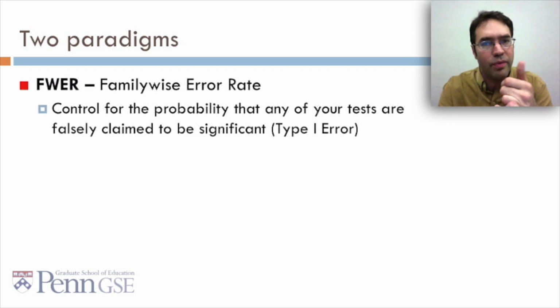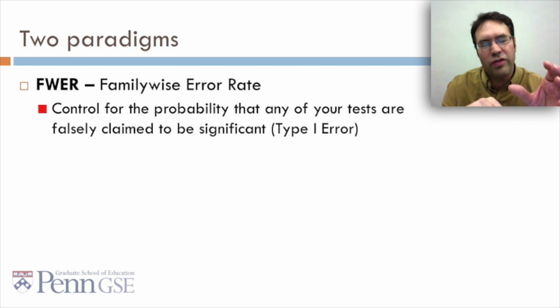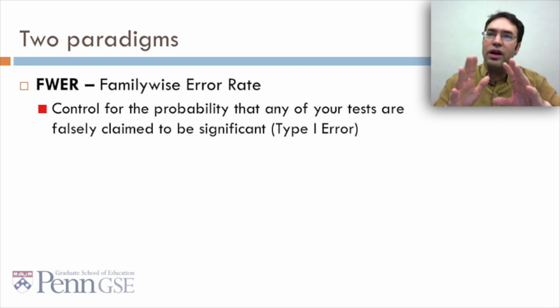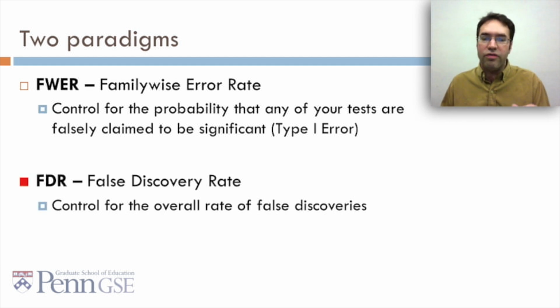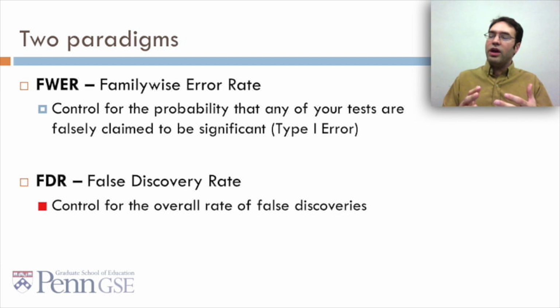The first one is FWER, family-wise error rate, which controls for the probability that any of your tests are falsely claimed to be significant. So in this case, you want to say, how can we guarantee that nothing we let through is actually junk? The other one is FDR, false discovery rate, where you try to control for the overall rate of false discoveries. You say, I'm actually comfortable with 5% of my results being junk. I just don't want more than 5%.